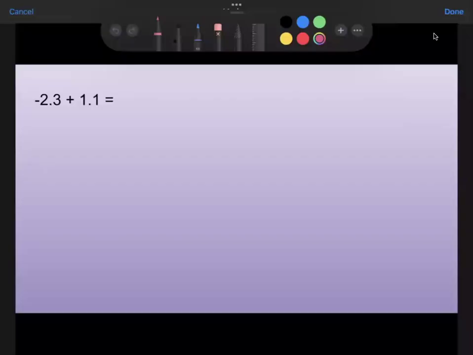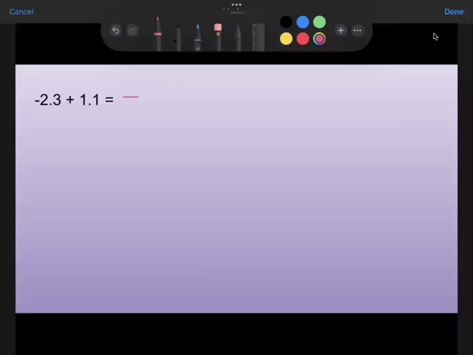different sign. So that means we're going to keep the sign of the bigger number, and then we're going to subtract the numbers. And if you're a little confused by that, check out some previous videos I've done on adding and subtracting integers. So in this case, 2.3 is bigger than 1.1 and it's negative. So that means we're keeping that negative sign for the answer.